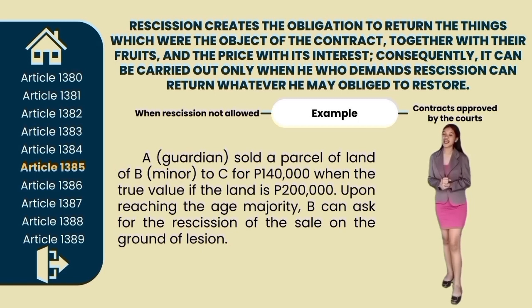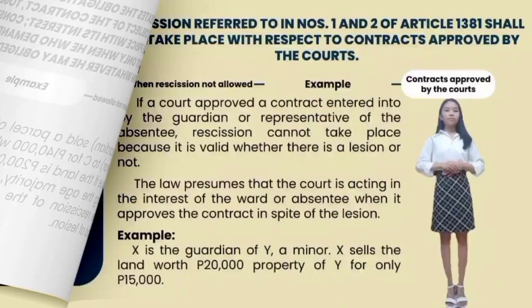However, if B cannot return the price with its interest, then he cannot rescind the contract. If C sells the land to D, an innocent purchaser in good faith who takes legal possession, rescission cannot also take place. The remedy of B is to file an action for damages against A, his former guardian.